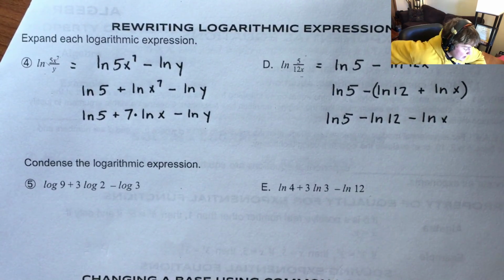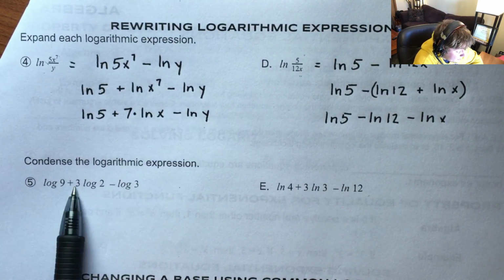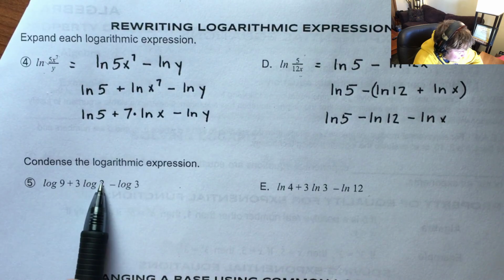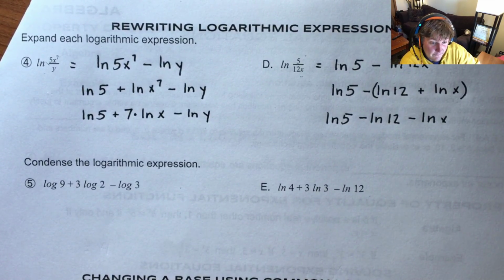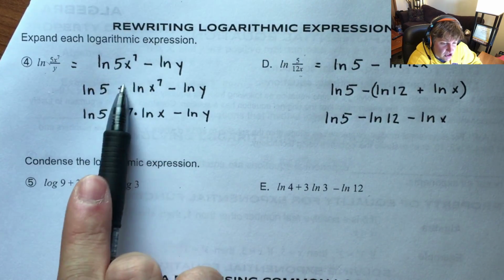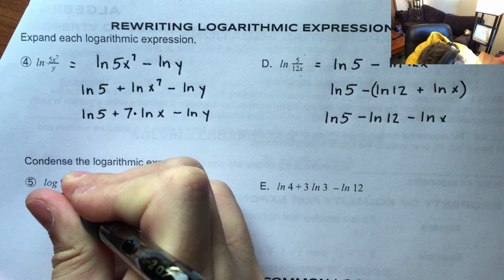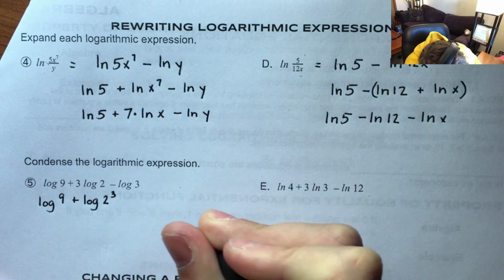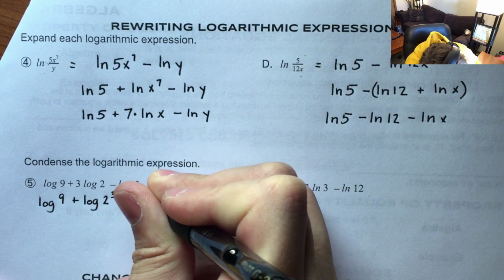10. Okay, so as we look at this, we have log base 10 of 9 plus 3 times log base 10 of 2 minus log base 10 of 3. So I'm looking at this here, and specifically when I have that multiplication out front, that really indicates to me that we had an exponent, just like we did here. So I'm going to rewrite this as log base 10 of 9 plus log base 10 of 2 to the third power minus log base 10 of 3.